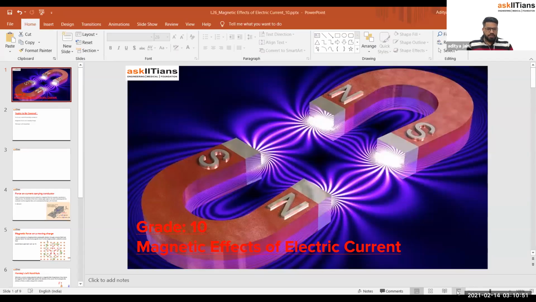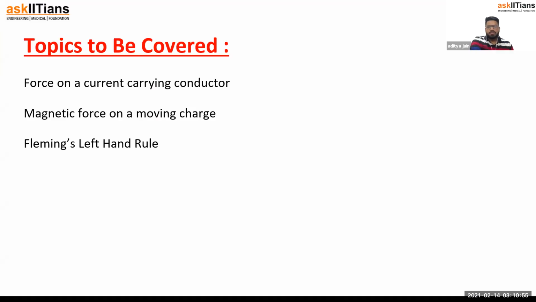These are the topics we are going to learn in today's lecture. We are basically going to see three things. First is the force acting on a current carrying conductor. Then we will see the magnetic force on a moving charge, along with the conductor, and we will see a rule known as Fleming's left-hand rule. So these three things we are going to study in today's lecture.